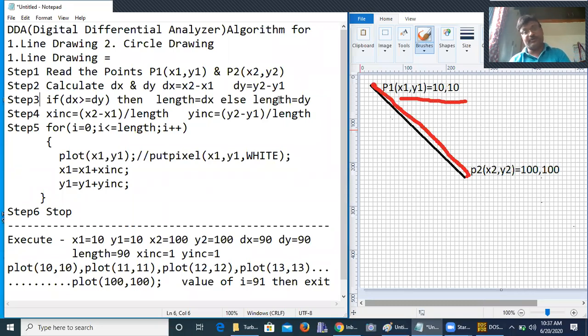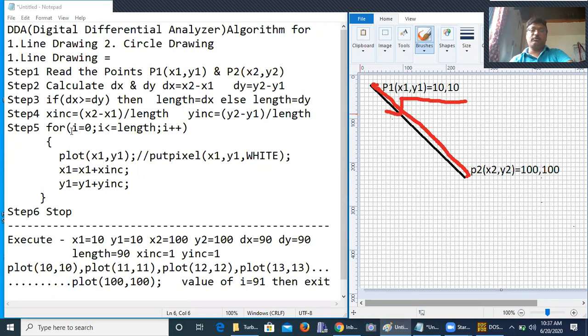But actually, by using the Pythagoras theorem, the length is the square root of (y2 minus y1) whole square plus (x2 minus x1) whole square. Then how to calculate x increment and y increment? Here x increment is equal to (x2 minus x1) divided by length, and y increment is (y2 minus y1) divided by length. Why am I calculating them? Because I am going to add x increment and y increment to the x1, y1 values, so my line moves in the increment direction.